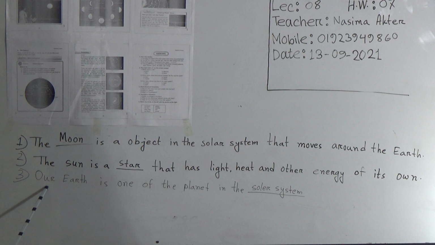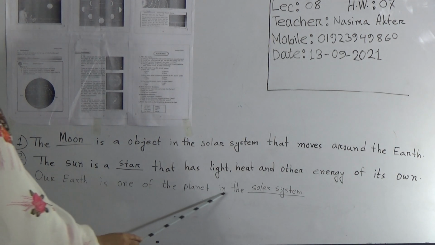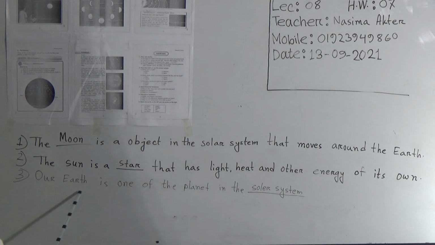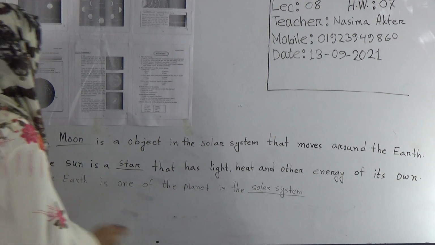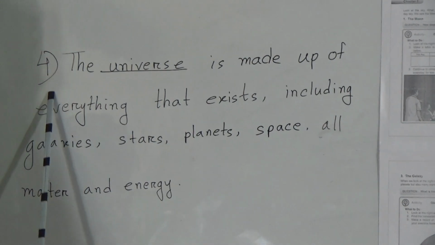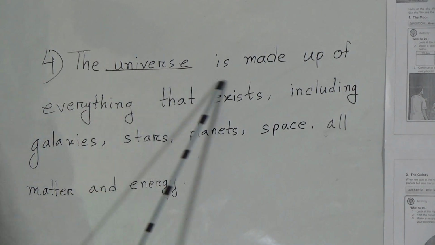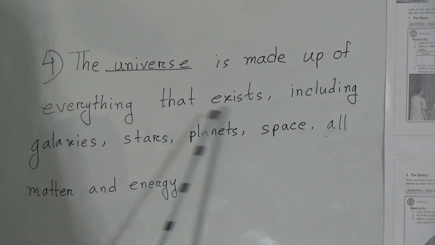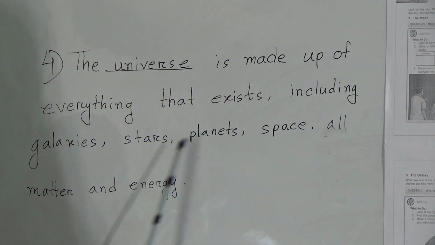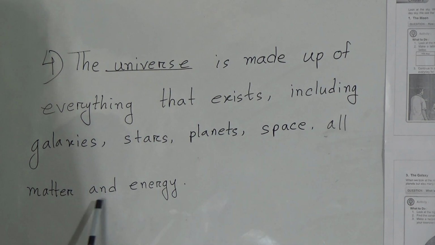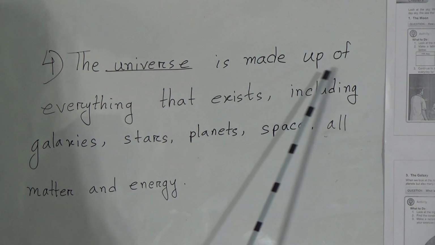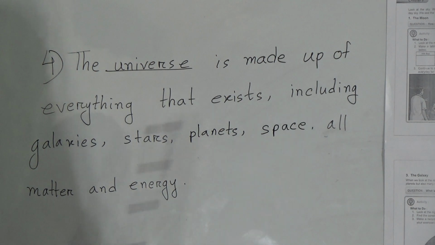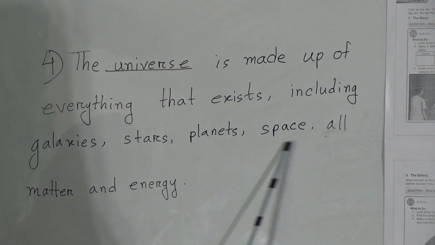Now number three. Our earth is one of the planets in the dash. Our earth is one of the planets in the solar system. Now number four. The dash is made up of everything that exists, including galaxies, stars, planets, space, all matter and energy. Answer is the universe. The universe is made up of everything that exists, including galaxies, stars, planets, space, all matter and energy.